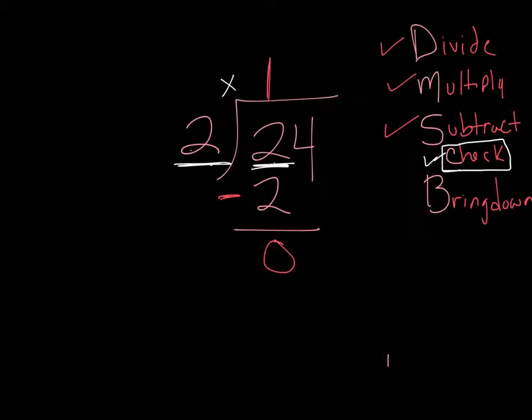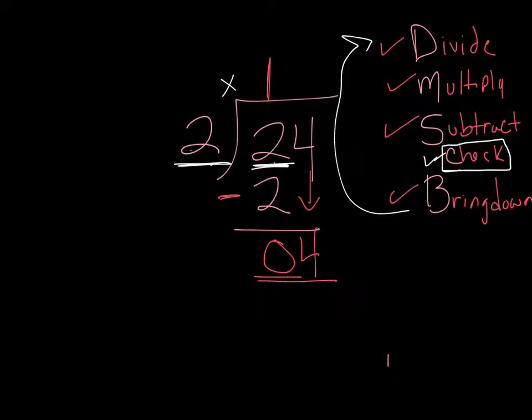We're okay. So we're going to go to the next step, which is bring down. We're going to bring our 4 down, straight down, right next to what we had left after we subtracted. It's going to go right next to it. And in this case, we had 0 left. So our number now is going to be 4 after having brought down the 4. And now we go back up to the top, and we do this again like a cycle. We're going to do it again.